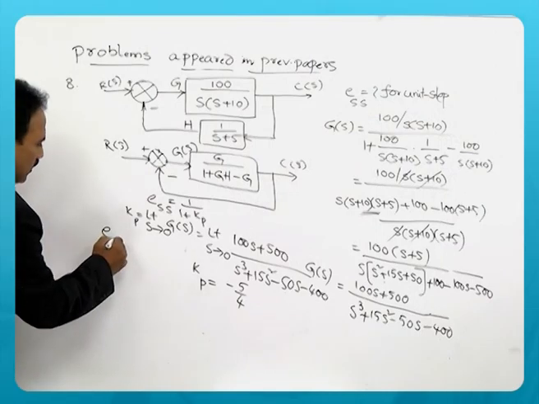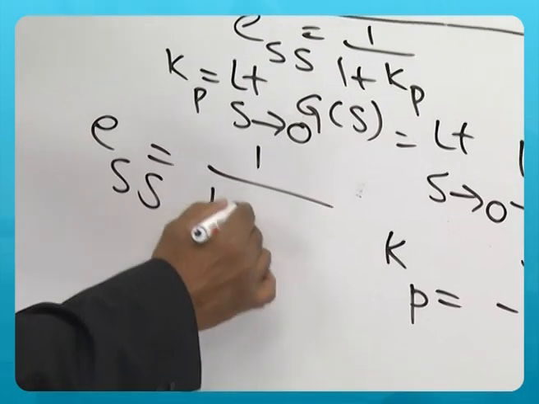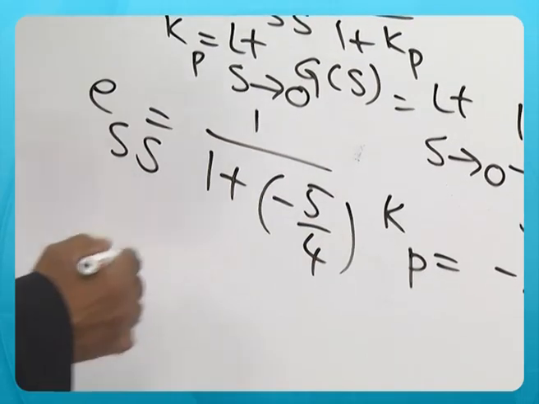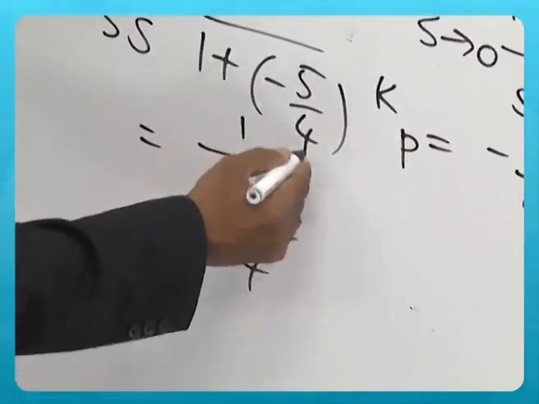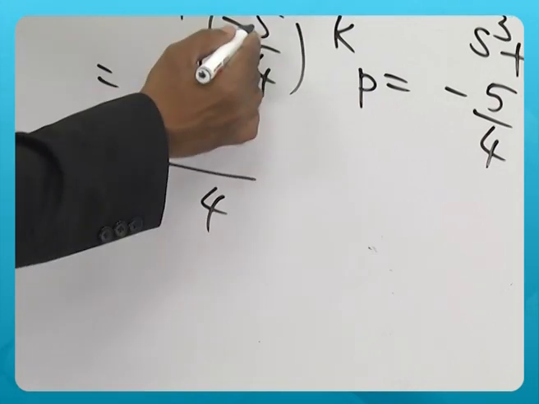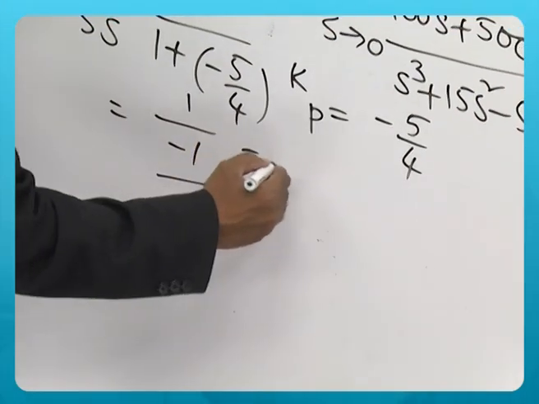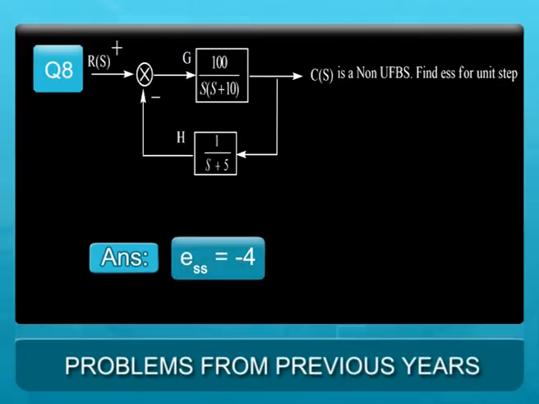Now the steady state error is to be calculated using this formula, 1 by 1 plus minus 5 by 4, and 1 by LCM is 4. So this 4 comes here, 4 minus 5 means minus 1. So this is equal to minus 4. So the steady state error for this non-unity feedback system is minus 4.